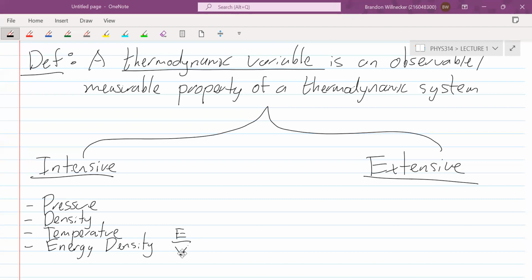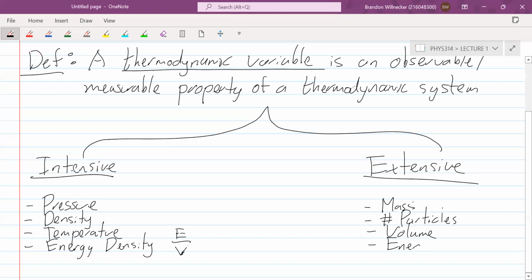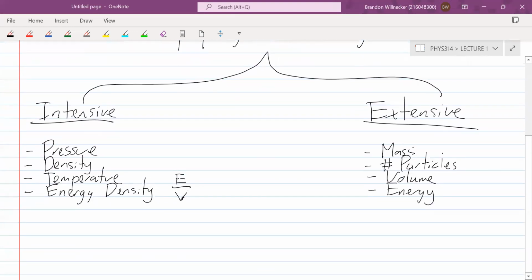Some examples of extensive variables are mass, the number of particles, volume, and energy. The easiest way to tell these apart is that extensive variables scale with system size.